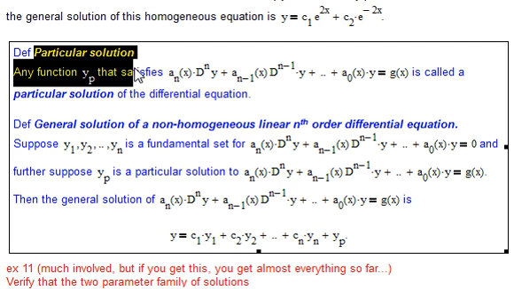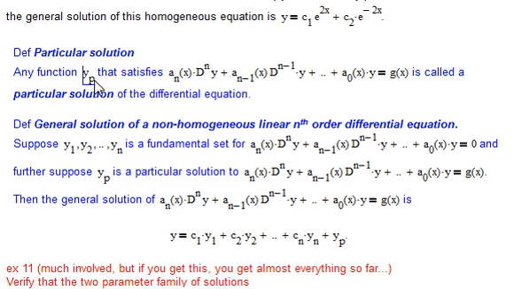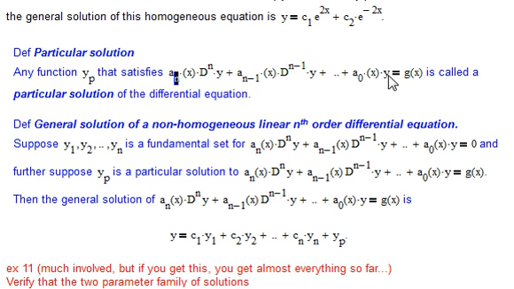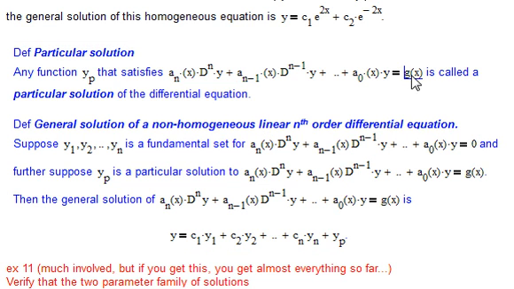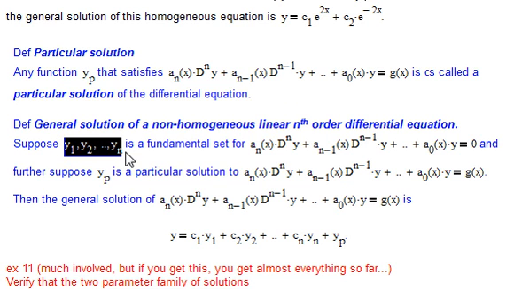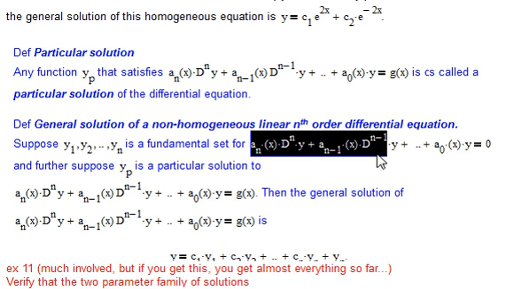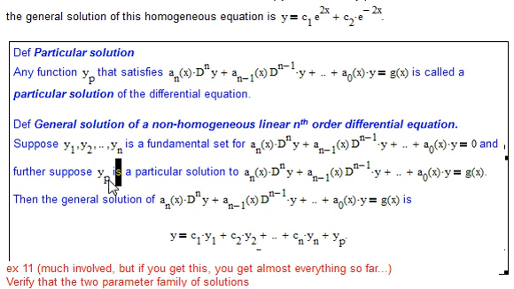What's called a particular solution is any function y sub p that satisfies the non-homogeneous equation. See? g of x here instead of 0. That's called a particular solution of the differential equation. So the general solution of a non-homogeneous equation, you know what that means, right? This is g of x, not 0. It is the solution of the homogeneous equation, so the fundamental set for the homogeneous equation, and further, a particular solution is added.